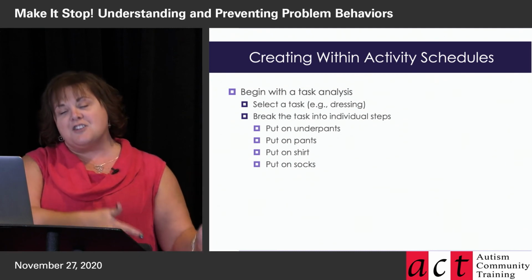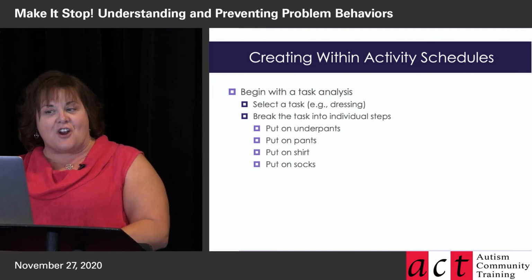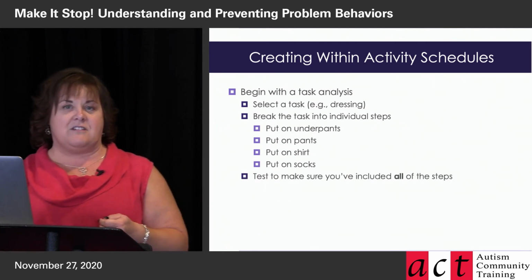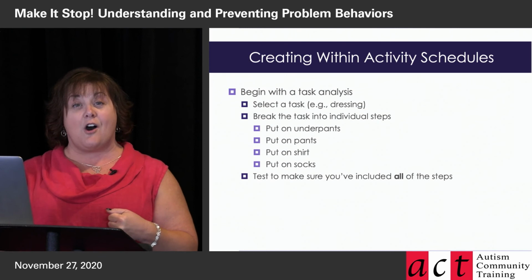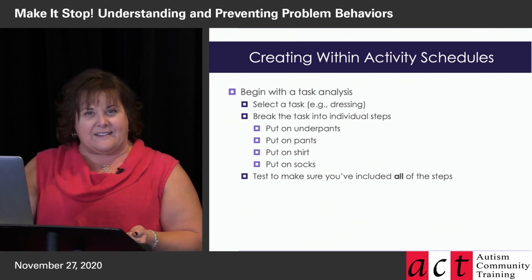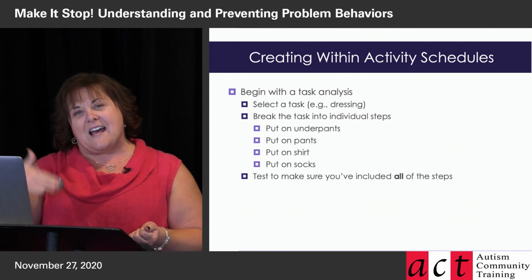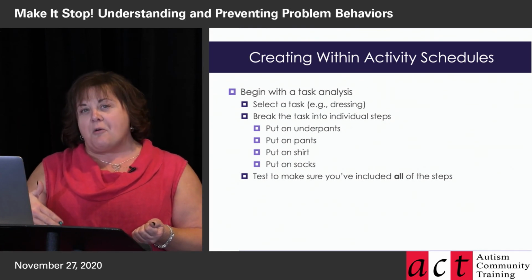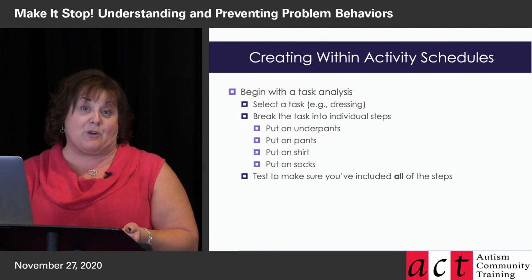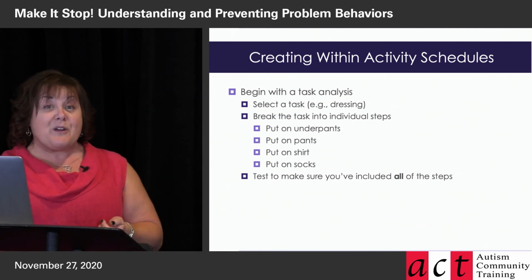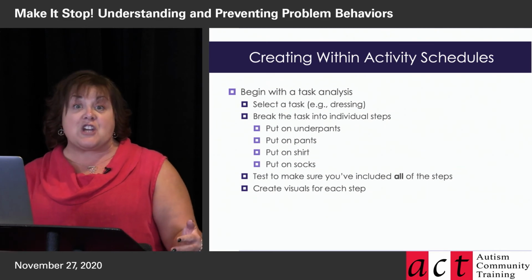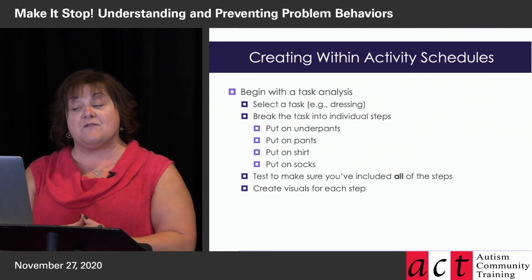What do you do first? Underpants, then shirt, then socks. And then it's always a good idea to test that out to make sure you've included all the steps, because as adults, we go on autopilot a lot. We don't always really recognize all of the little steps that we're doing. So if you've made a task analysis and written those steps out, go through and actually follow the steps as you've written them and make sure that you've remembered everything. Once you know you've remembered everything, then go ahead and create your visuals for each step. And then teach your child how to follow those. So start using those visual schedules.